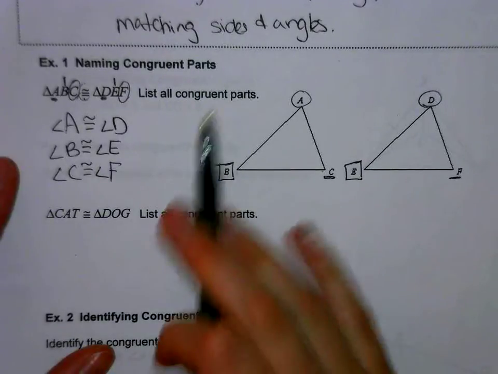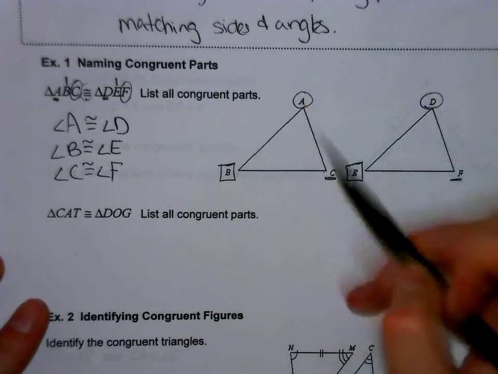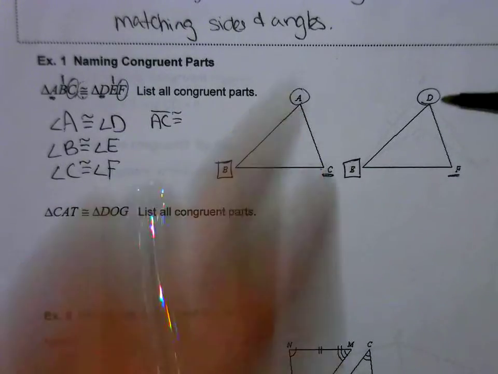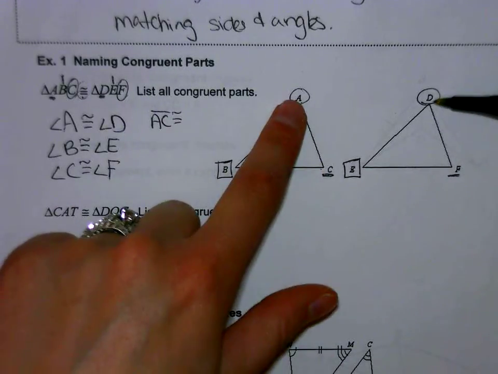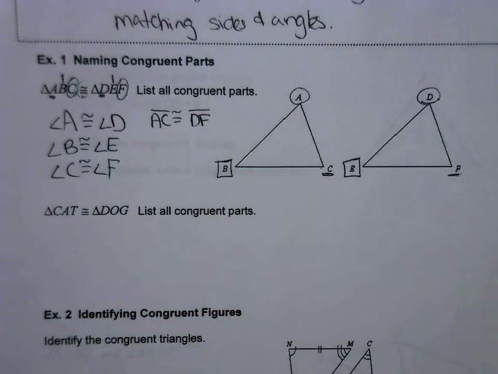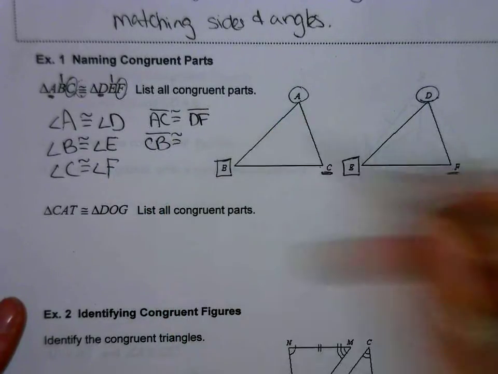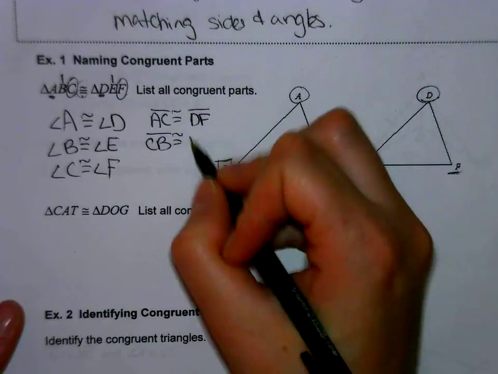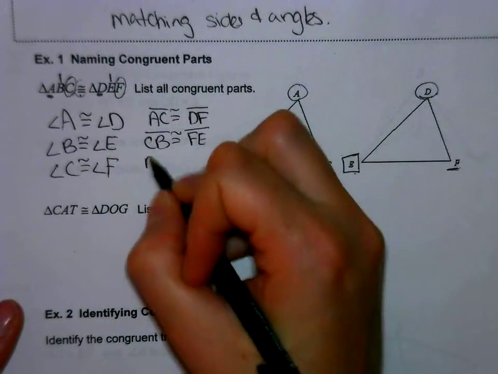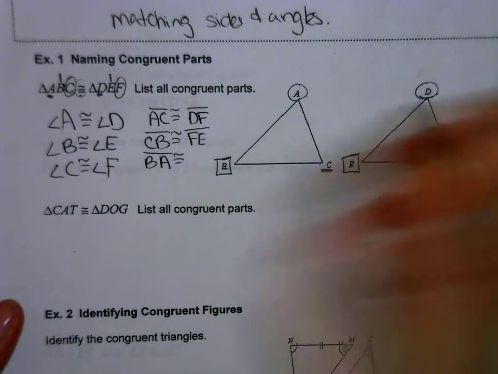So not only do we have to name the congruent angles, we have to name the congruent sides. So if we have side AC, side AC is congruent to DF, and it has to go in that order. A matches to D, C matches to F, so it's DF. Another side is CB. So we have side CB congruent to FE in that order. And then we have side BA, and BA is congruent to ED.